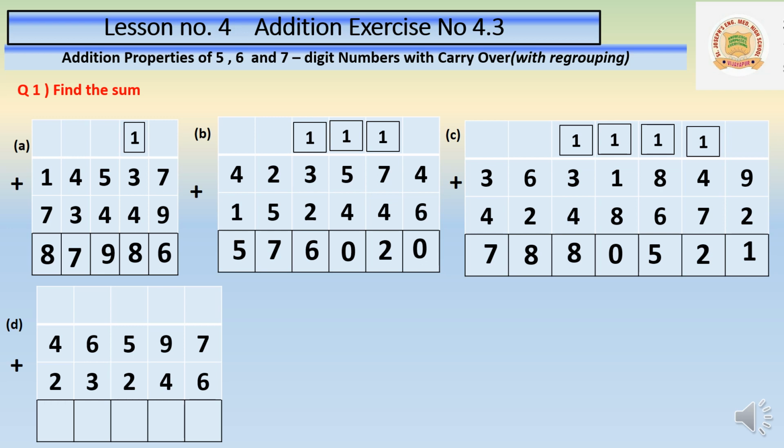Let us take the D question. 46,597 plus 23,246. So add the 1's number. 7 plus 6 is 13. 3 will be in the 1's place. 1 will be carried to the 10th place.